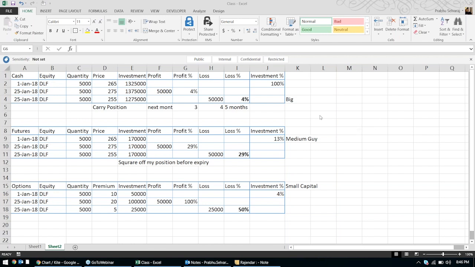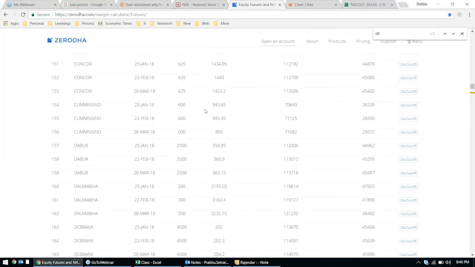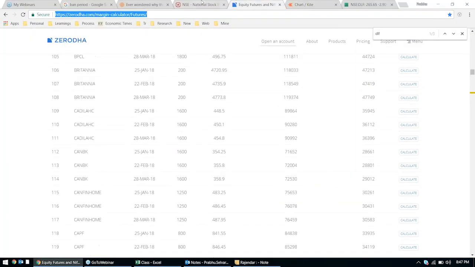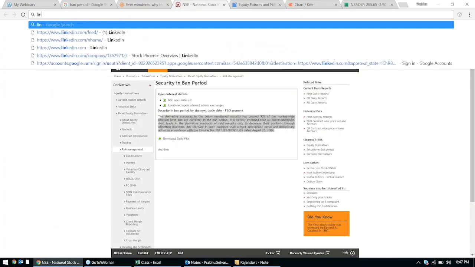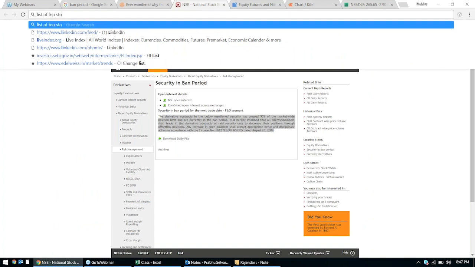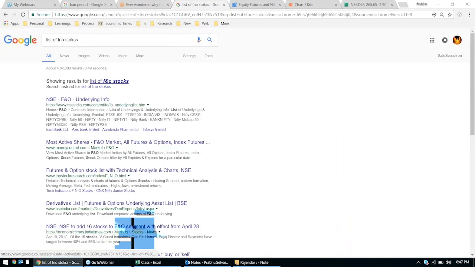Please show me the futures stocks. All the futures stocks are available in Zerodha. Here it is available. Or else just search for the list of FNO stocks. You get all the list of FNO stocks. You'll get the list.